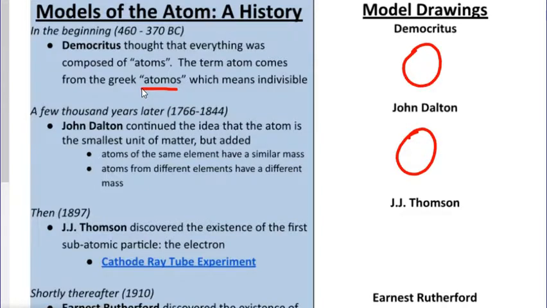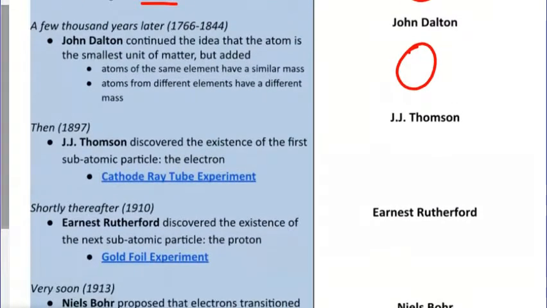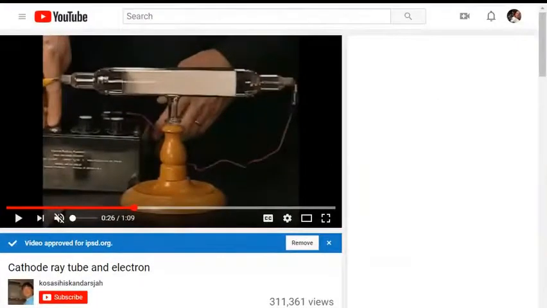It wasn't until about 50 years later that J.J. Thomson discovered the existence of the first subatomic particle, meaning below the atomic level, pieces that build together to make up atoms, even smaller than atoms. This first subatomic particle that was discovered was the electron. His experiment is called the cathode ray tube. I've got a little video here that's going to be a good visualization of this cathode ray tube experiment.